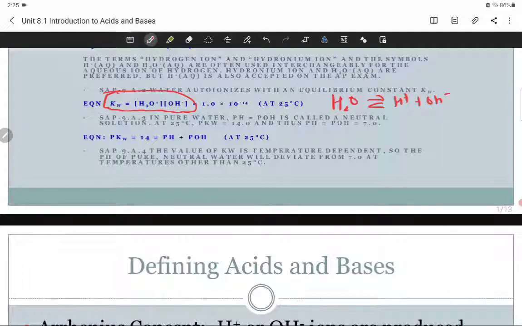And we can also think about if you take the negative log of the KW, you would get pKw. If you take the negative log of the hydronium concentration, you can get to pH, or if you have hydroxide, you can get the pOH. So the same relationship that occurs here. They just are powers of ten instead of scientific notation with some exponents there.